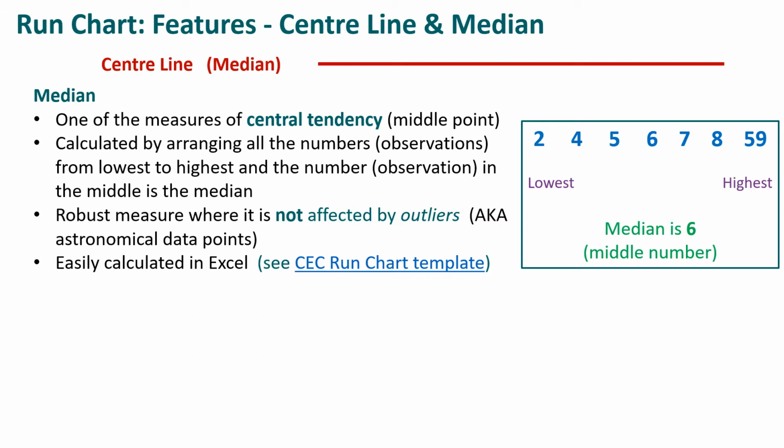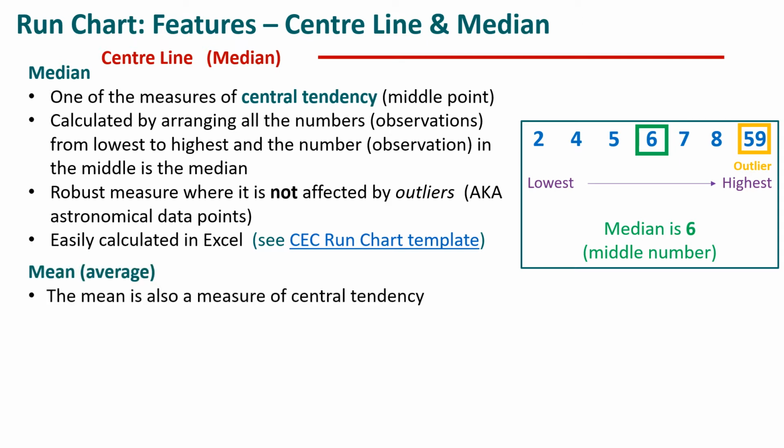So here we have a data set. The numbers are 2, 4, 5, 6, 7, 8, and a way off figure, or what we call an outlier, of 59. They're ranged from lowest to highest, and the middle figure, as you can see here, there's 3 before and 3 after, so the middle figure is 6 in this case, so the median is 6.